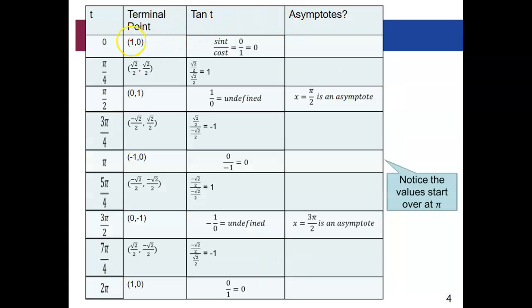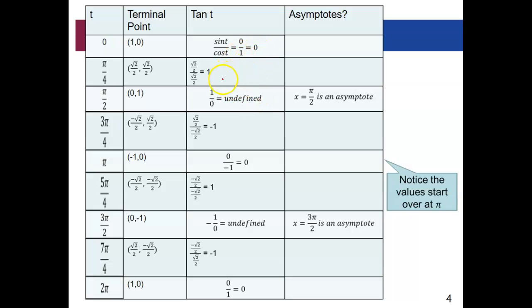Okay, once you've done that, you can see here that I've entered a couple columns. I put the terminal point for each one of these t values that I have listed. So the terminal point coming straight from the unit circle is listed here, and I've calculated the tangent value for each of those points. So the tangent for this point, for instance, we're going to do sine over cosine, gives us 0 over 1. And so that's going to equal 0.